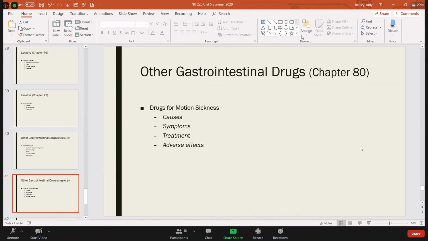But both of these medications work by the mechanism of action of inhibiting nerves from the inner ear to the vomiting center. So it kind of shuts off that inner ear to the vomiting center and allows for the nausea to dissipate.